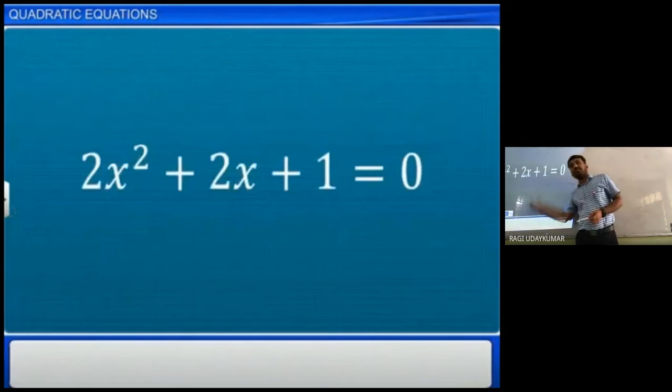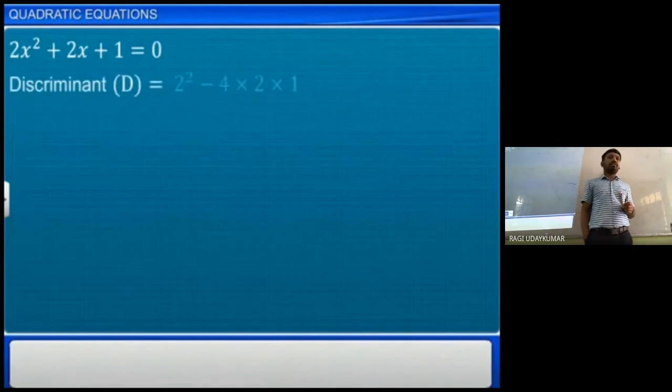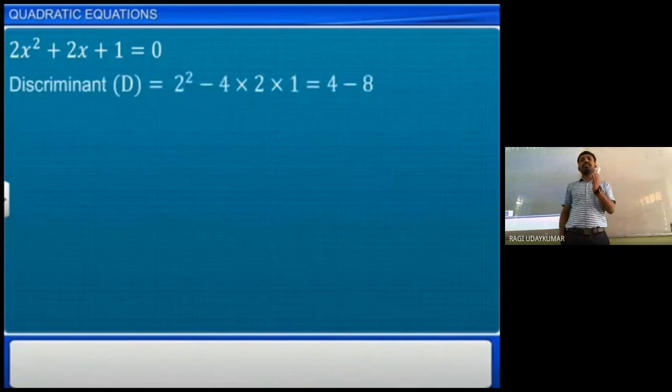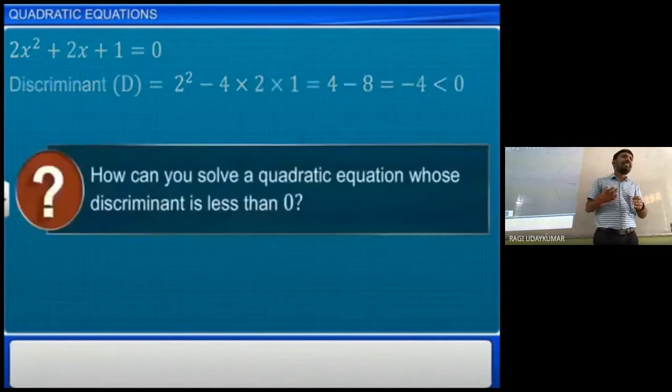Suppose you take one more quadratic equation, that is 2x square plus 2x plus 1 equal to 0. This is also a quadratic equation. And you find out b square minus 4ac for this problem. So what do you get here in this situation? We are going to get 4 minus 8, which is equal to minus 4. So minus 4 is less than 0.